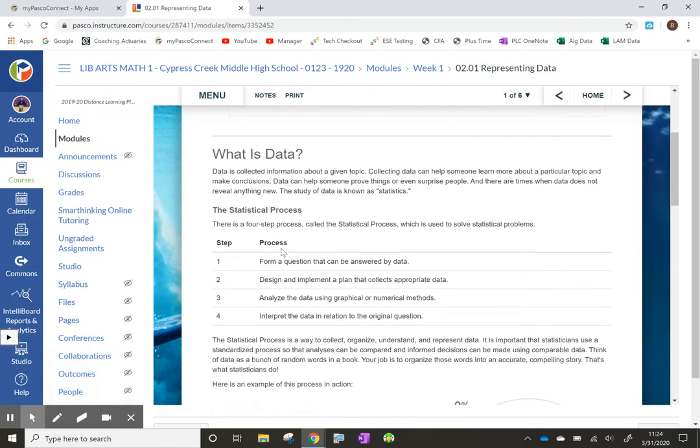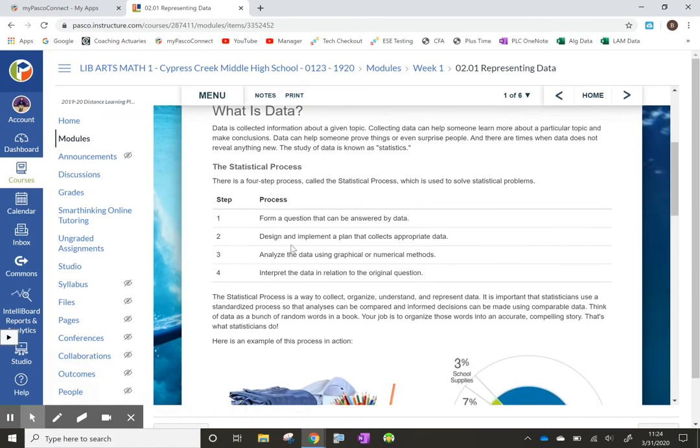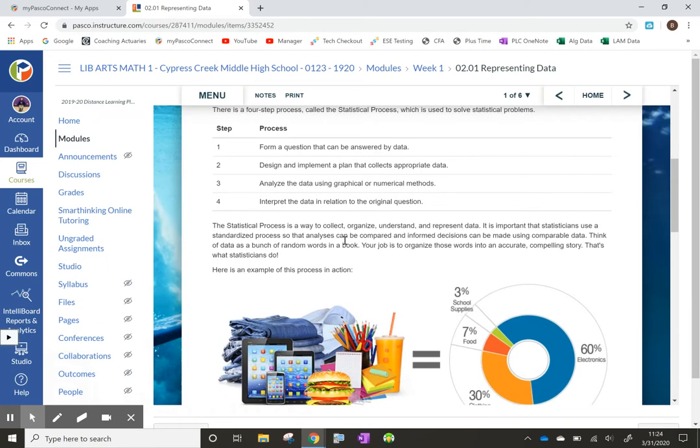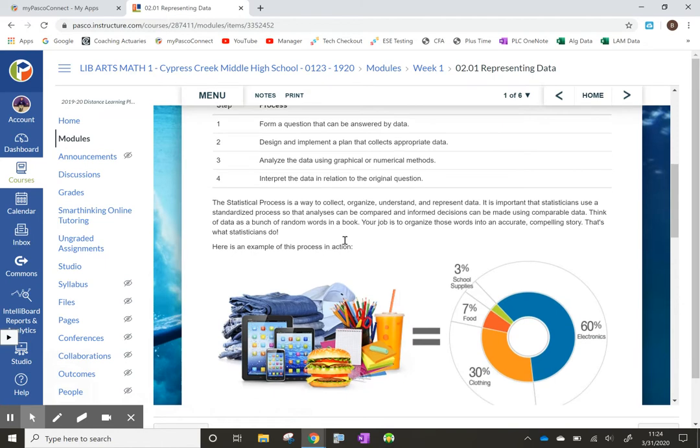So you guys can read all this, data. Data is collected information about a given topic. Collecting data can help someone learn more about a particular topic and make conclusions, and so on. This is known as statistics. So you've got a process for statistics: form a question that can be answered by data, design and implement a plan. It's kind of like the scientific method, if you will. It's very sciencey based, but with less experiments and more data collecting. I guess it is kind of like an experiment, but an experiment in which you're collecting data. You're not necessarily seeing chemical reactions or anything. It's just an experiment where you count data.